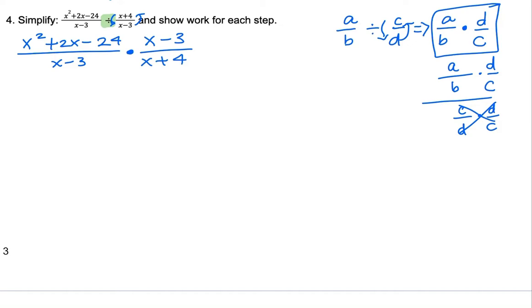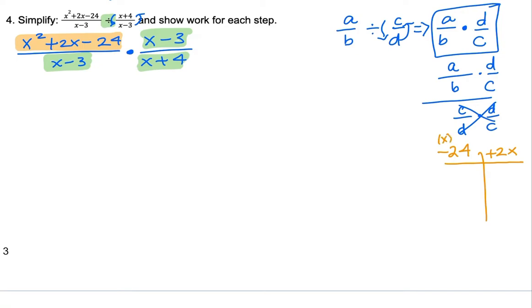Now I'm noticing my numerators and my denominators. I like the format of this denominator. Same thing with this x minus 3 and this x plus 4. The only issue that I see is this numerator right here. So I'm going to go ahead and factor out the x squared plus 2x minus 24 using my T. So that way I can have this in factored form where the negative 24 goes on the left side and the plus 2x goes on the right side.